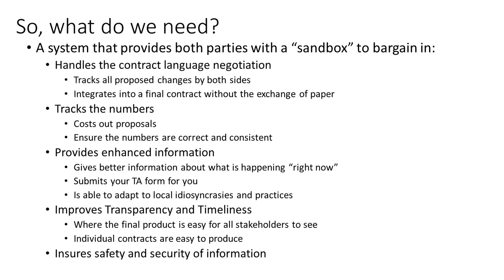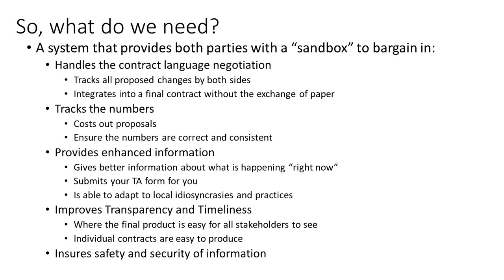Secondly, something that tracks the numbers, that both costs out proposals and ensures that numbers are correct and consistent. Third, that provides enhanced information to school districts and gives better information about what is happening right now around the state. Boy, wouldn't it be great if it just submitted your TA form for you, and is able to adapt to local idiosyncrasies and practices. And we know that all of you in your bargaining process have something that's unique or special to your district. So any system that would want to do that needs to be both flexible and powerful enough to handle that.